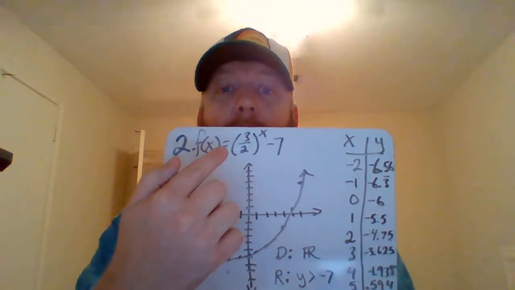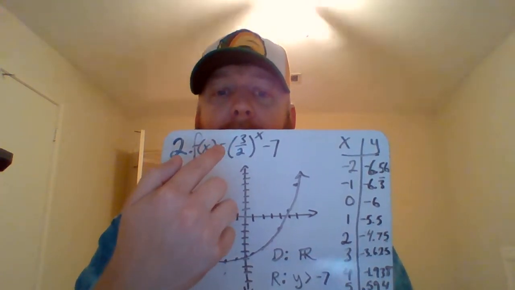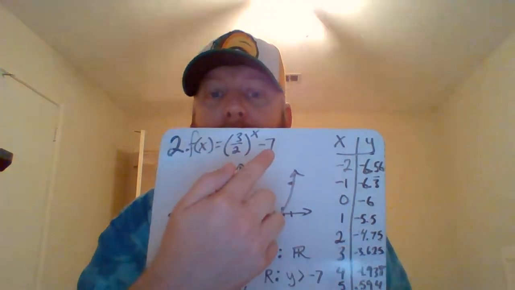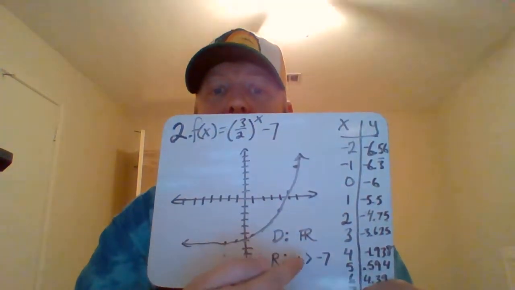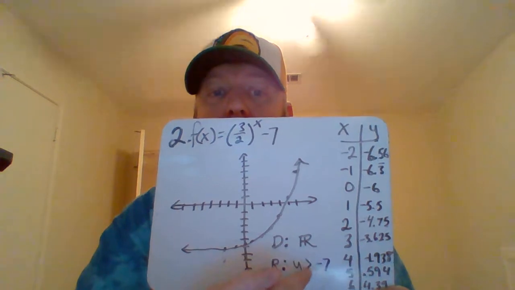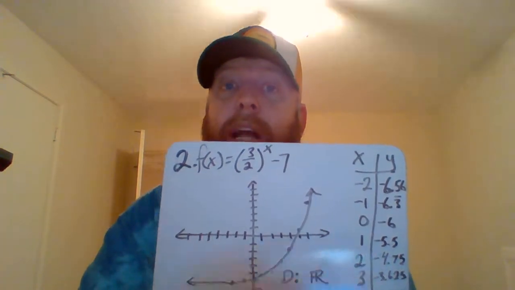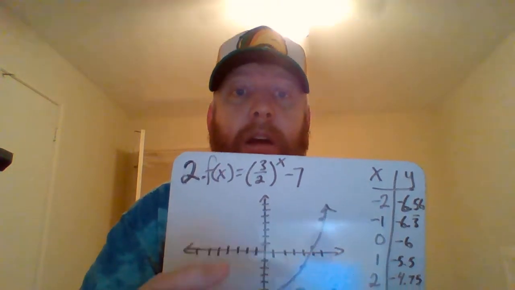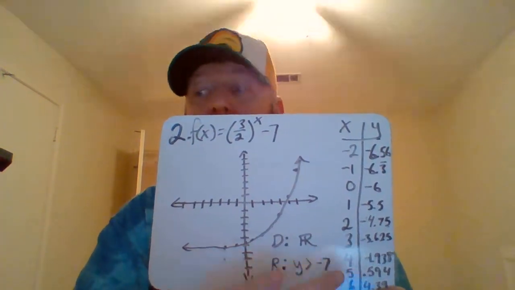And just based on the equation, we have a positive A, a positive 1. So we know y will be greater than our C value, -7. So that is going to be our range. Y is greater than -7. It can't be equal to it. That's the asymptote. You can never be equal to the asymptote. So y is greater than -7.